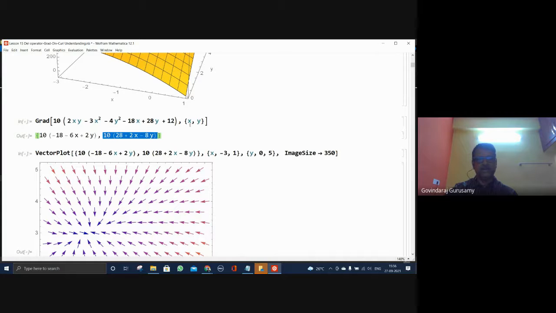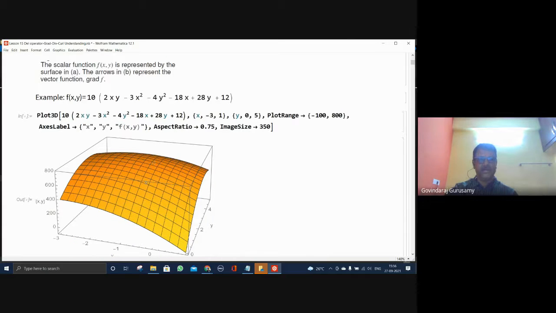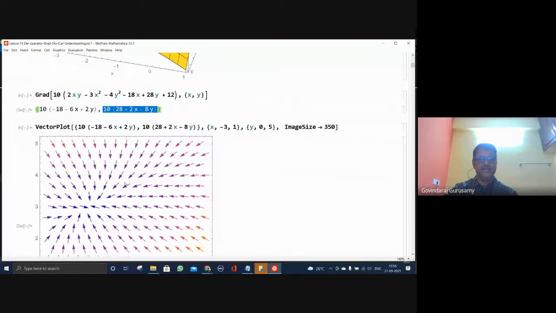And of course, the z component we don't have. Therefore, there are two vectors. By taking a gradient, the z component equals 0. Now I'm going to make a vector plot of this for different x and y, which means this is the scalar that is being converted into a vector.